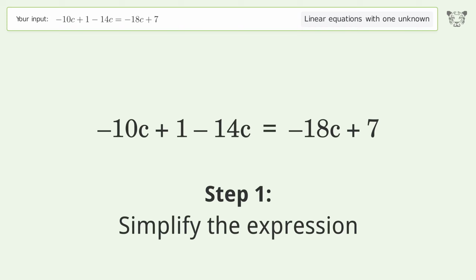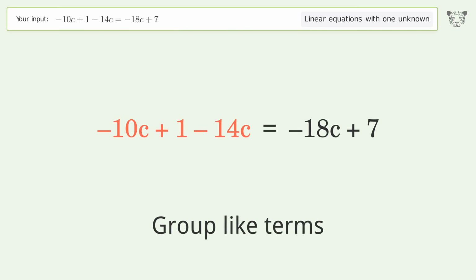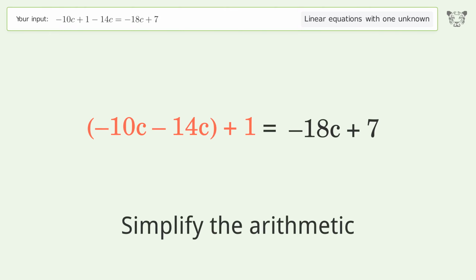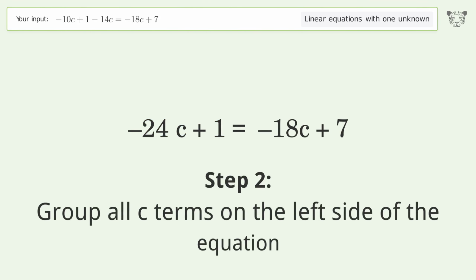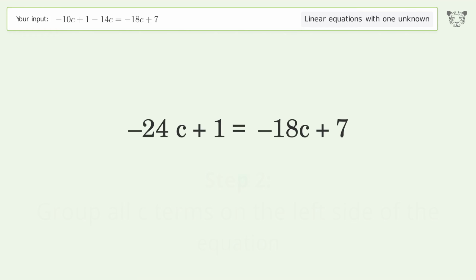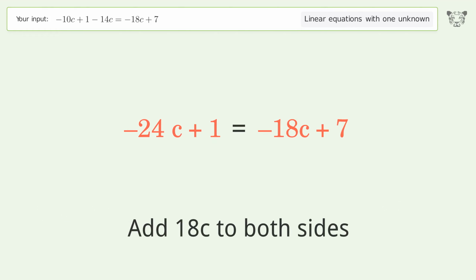Simplify the expression. Group like terms. Simplify the arithmetic. Group all c terms on the left side of the equation. Add 18c to both sides.